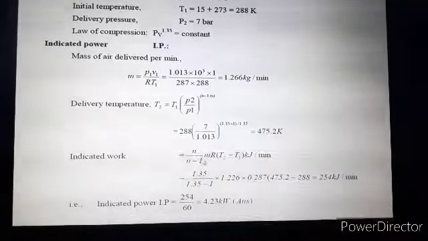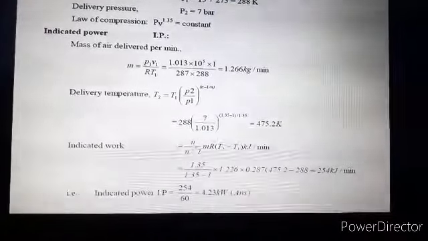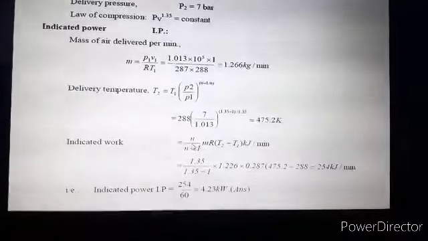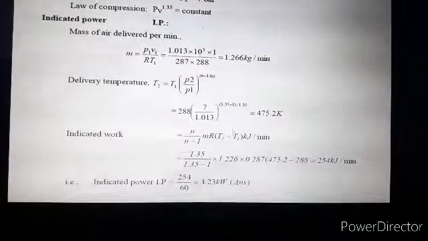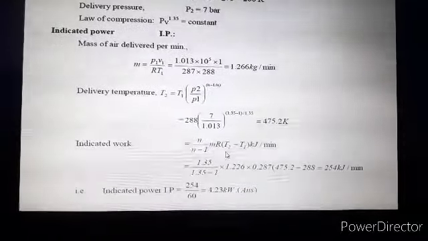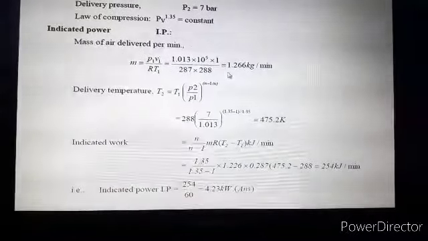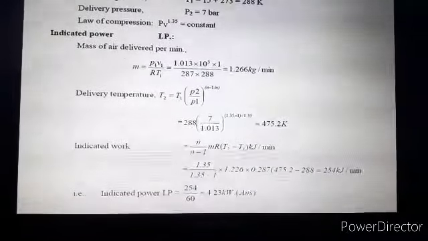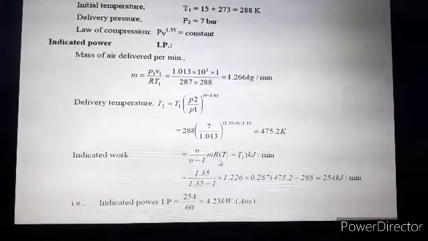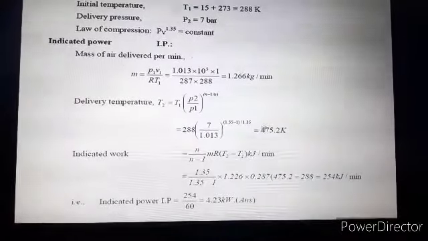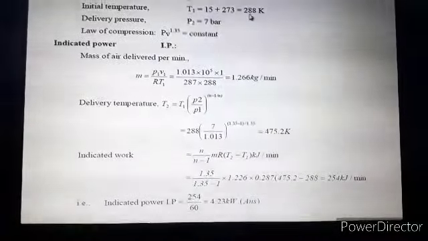Now we have to refer to the expression for indicated work. We can refer to the expression for indicated work in terms of pressure ratio or in terms of temperature ratio. This is the expression when we consider the temperature: n upon n minus 1 mR into T2 minus T1. Again this expression we have seen during our theory discussion. Here n is again 1.35, small m we just calculated, it is 1.266 kilogram per minute. Then capital R is 0.287 kilojoule per kg per Kelvin. T2 we just calculated, it is 475.2 Kelvin. T1 is given in the statement, it is 288 Kelvin.